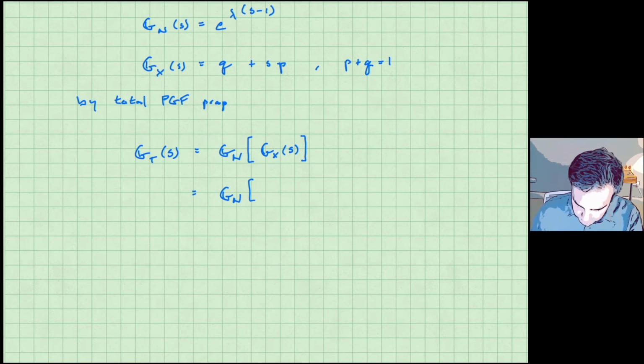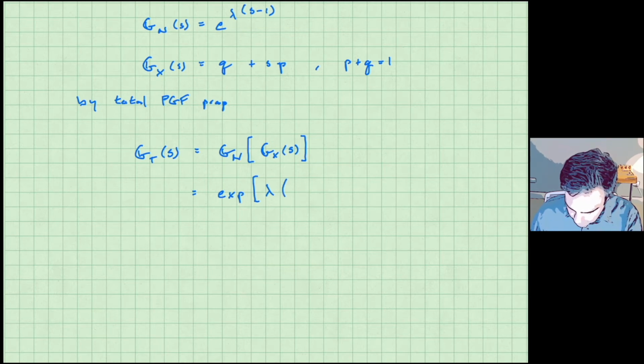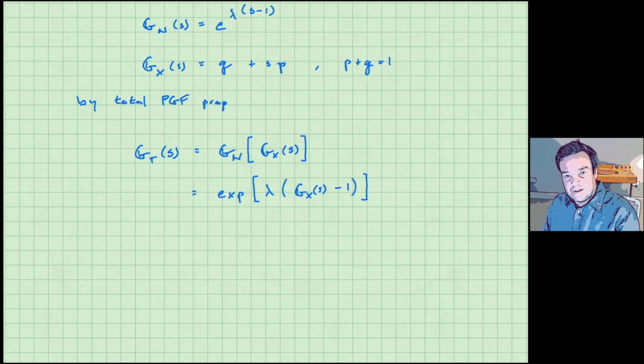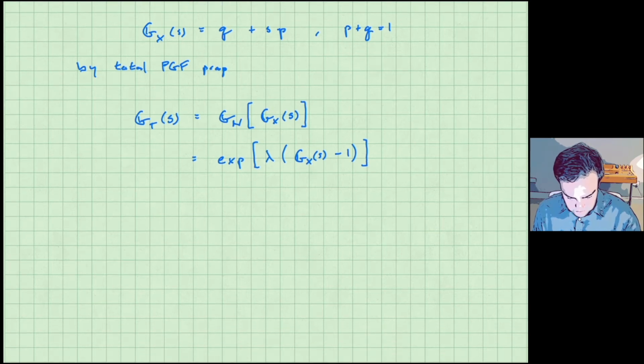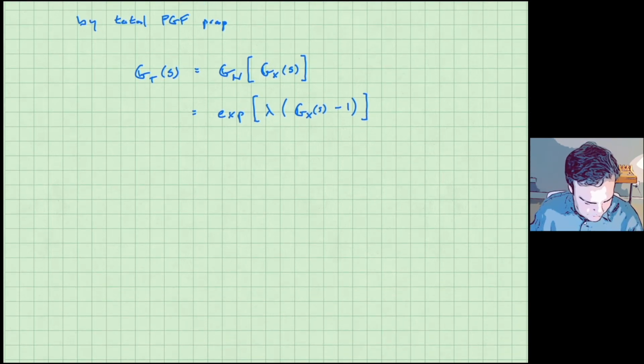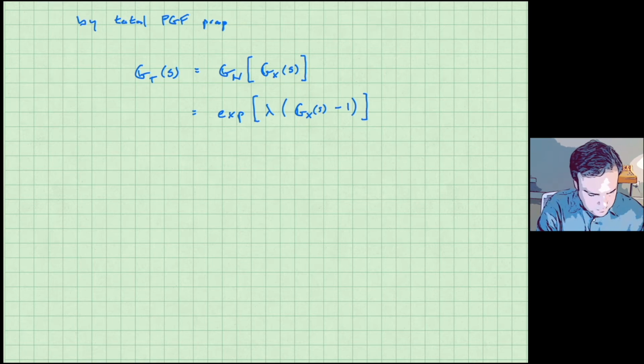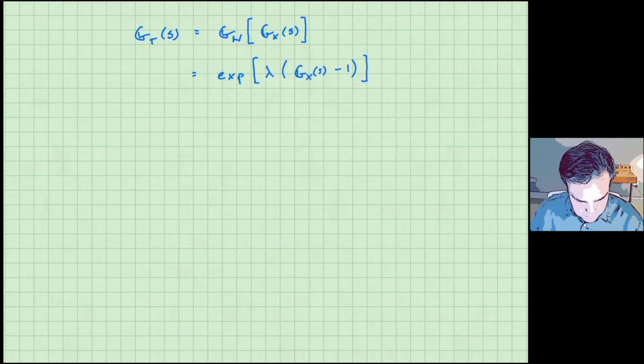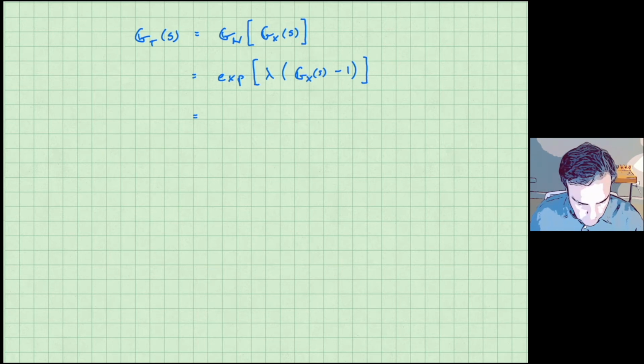Or actually, let's do it the other way around, sorry. I'm going to evaluate the N one, and so that's exp of lambda times (g_X(s) minus 1). Right, so where we normally had s, we've now got g sub x of s. And exp is exponential. When I have a long argument, I'll just write it out that way, so I'm not trying to fit everything into a superscript. Okay, and then we just tidy this up.